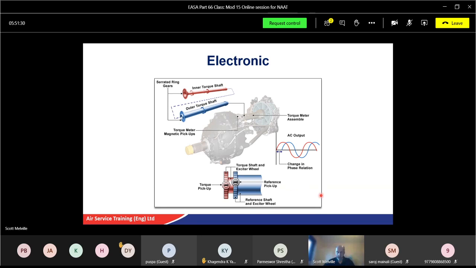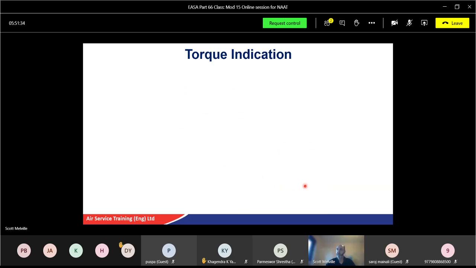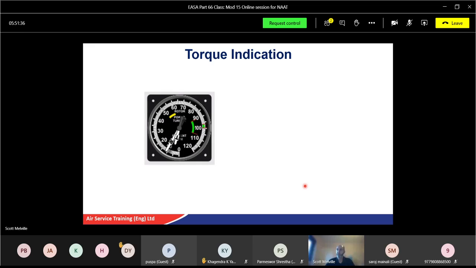Good. Again, there's a diagram in your book showing the gauge. I don't have it on this one, unfortunately, but pretty much there. So torque indication, there's the sort of thing you might come across. Okay, it gives you an idea of the gauges you might come across, classed in percentage.